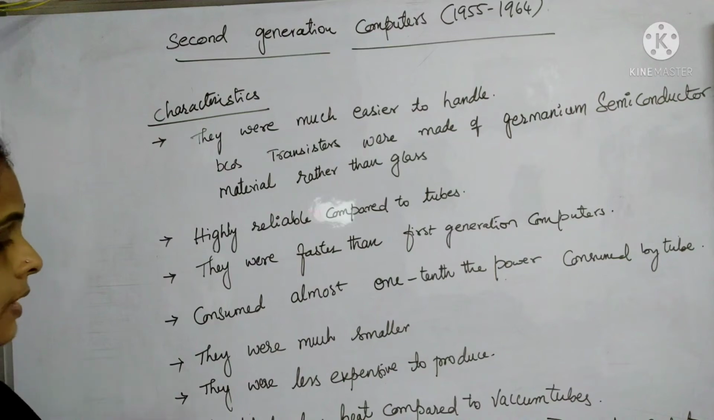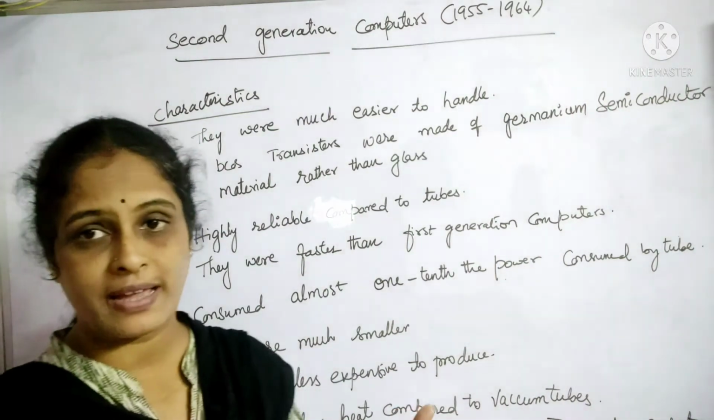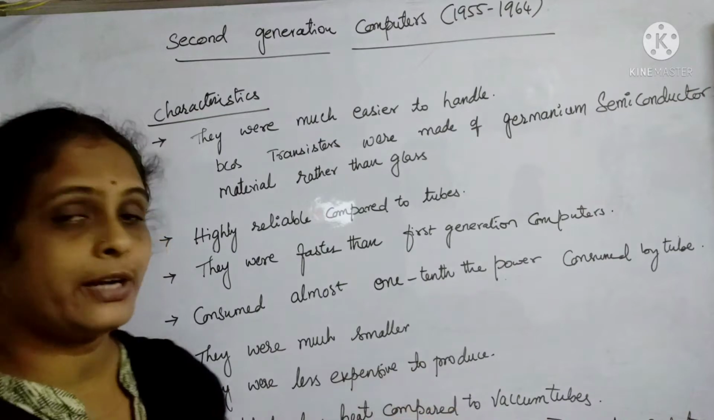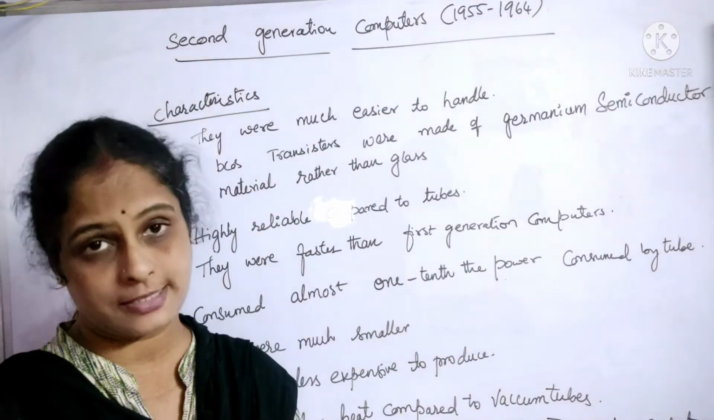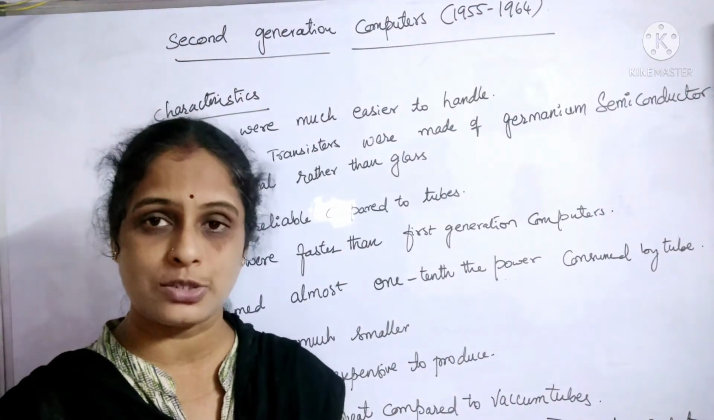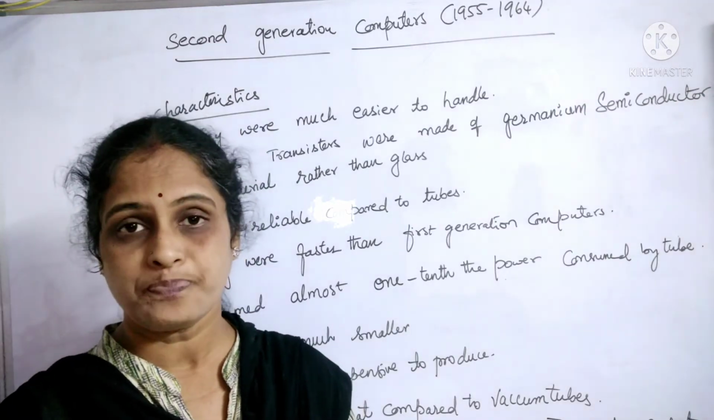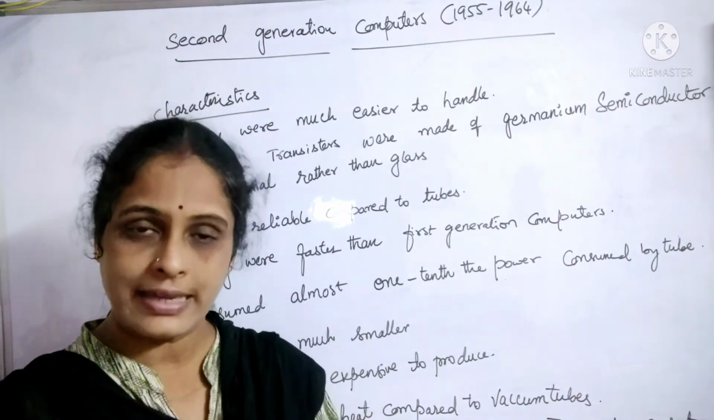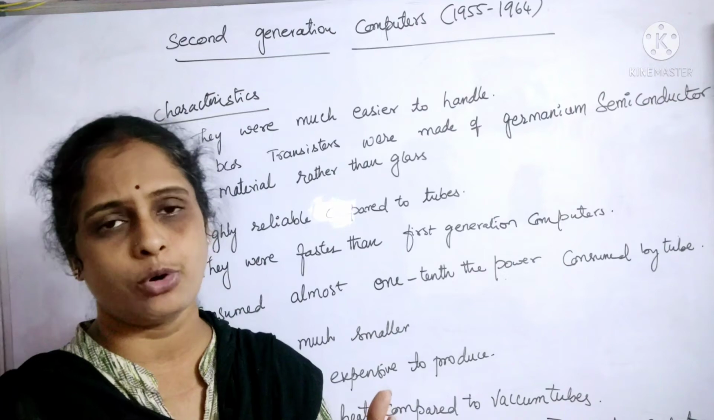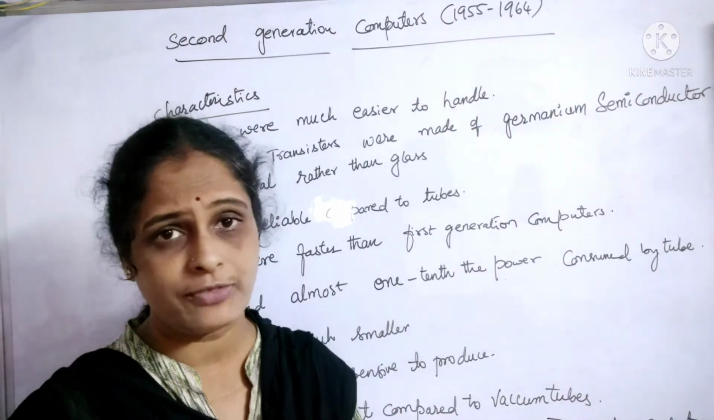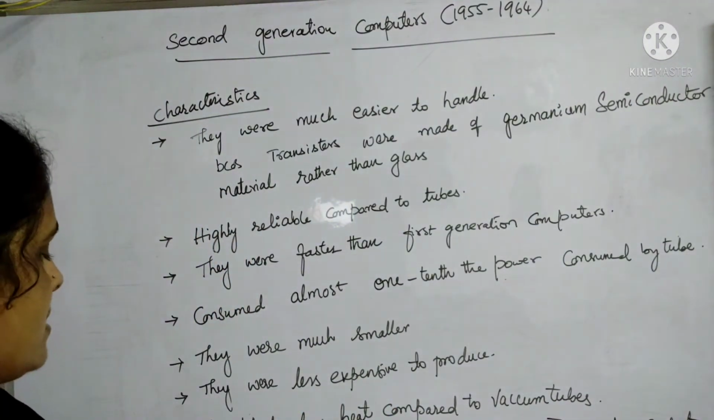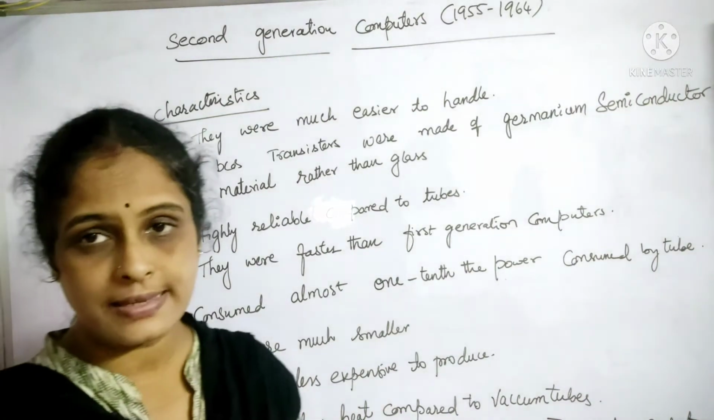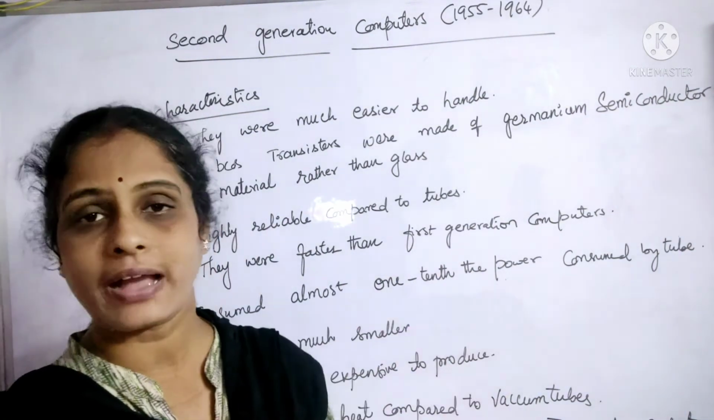Then it emitted less heat compared to the vacuum tubes. As discussed earlier, vacuum tubes used to consume more power. They used to produce more heat. As a result, frequent failures were there. But in this case, it emitted less heat as compared to vacuum tubes.